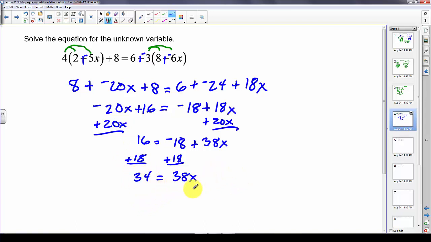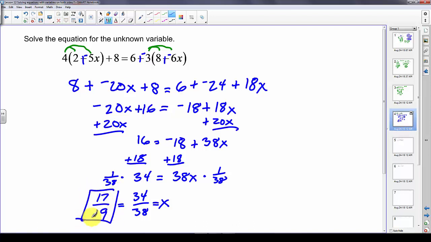So now I'll try to isolate x by multiplying by the reciprocal of 38, or 1/38, to both sides. Could divide by 38. Gives me 34 over 38 is equal to x. I'm never going to leave something in a form that's not reduced. I know 2 goes into both of those. On top, 17 times. On the bottom, 19 times. So my answer is 17/19.